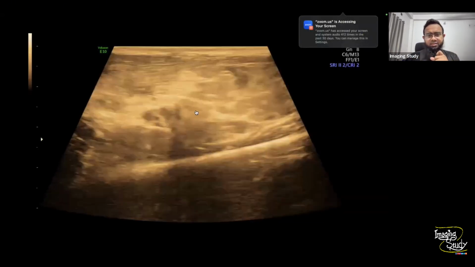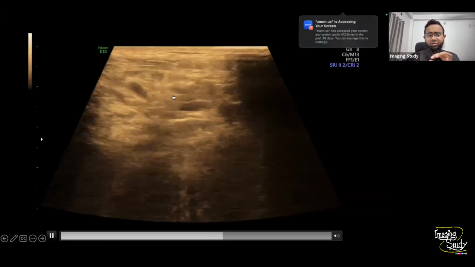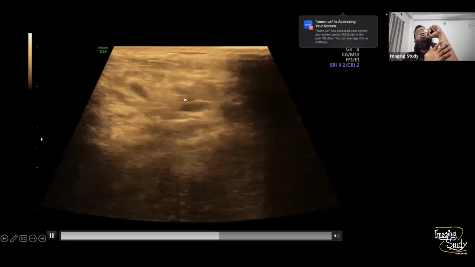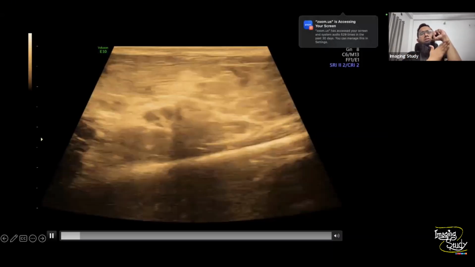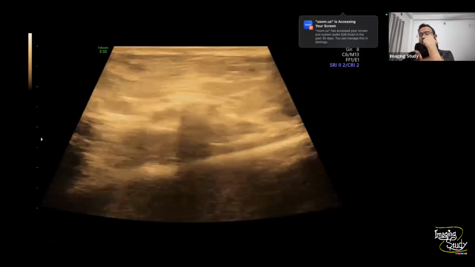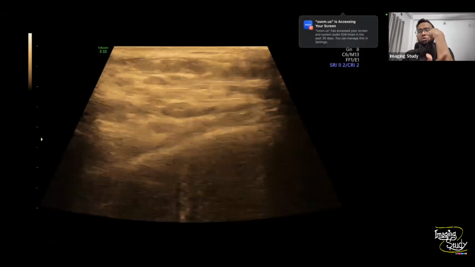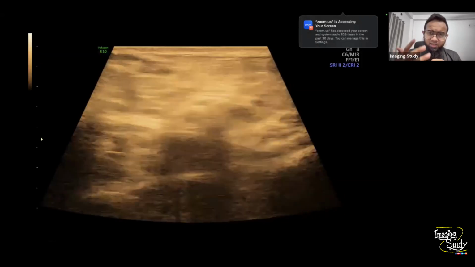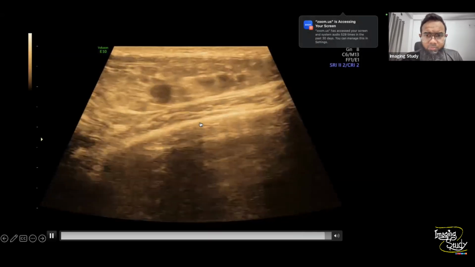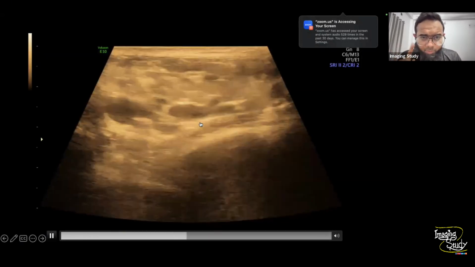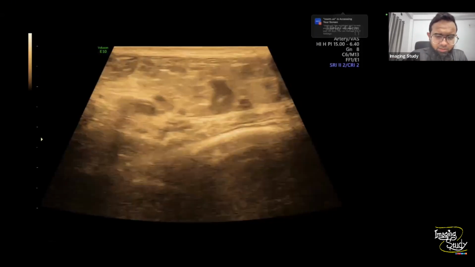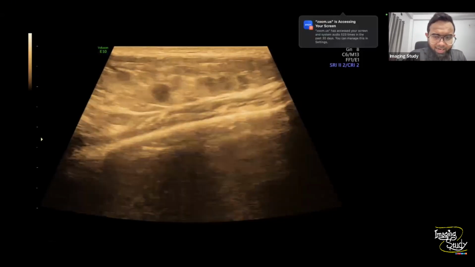So let's see it from a different angle. Now here you can see it is also invading the muscular layer of the forearm. So this is the posteromedial aspect. This is the area, the posteromedial aspect. So here all the parts are filled with this type of vascular channels, and we are searching for a definite point here. I think it's not seen here. So let's jump into another view.